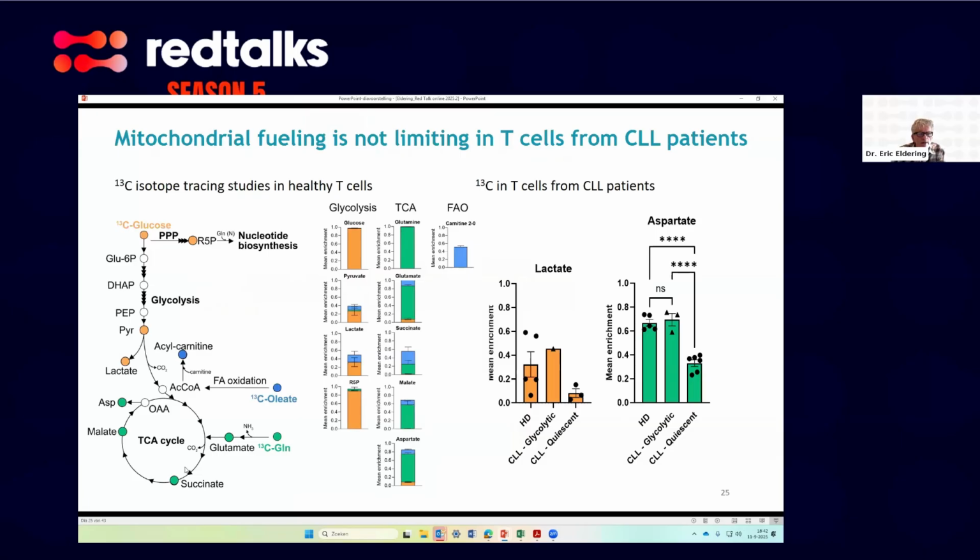This is just to say that the summary of 13C tracing, actually highly complex studies by the group, but I will just summarize it by saying that the fueling, so the entry of glucose, glutamine or fatty acid into the mitochondria is not the cause of this defect. So we could strike that out.